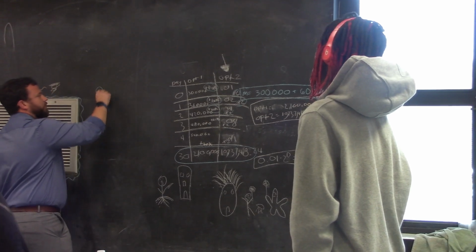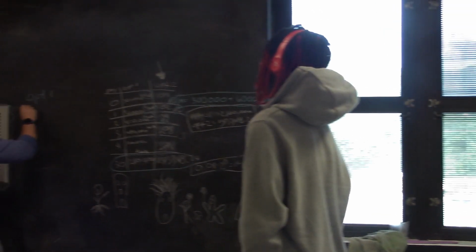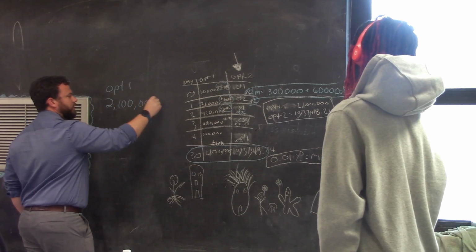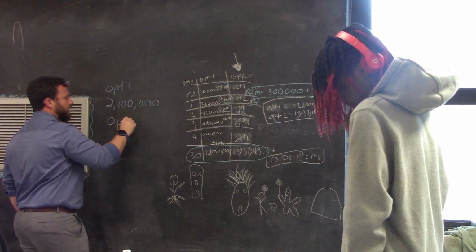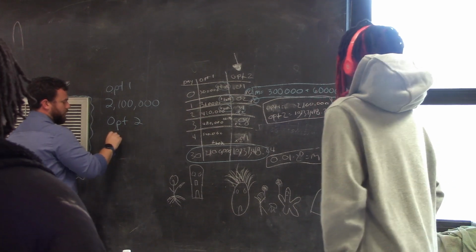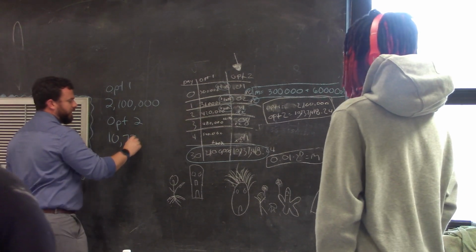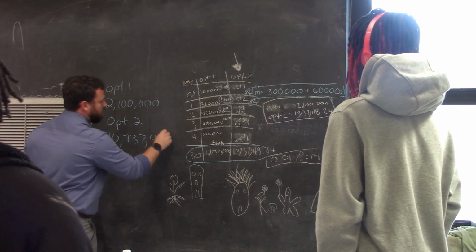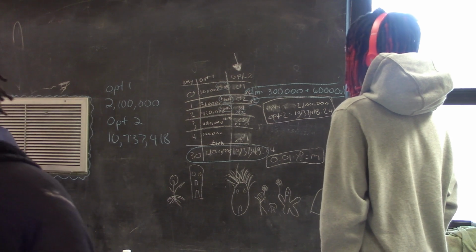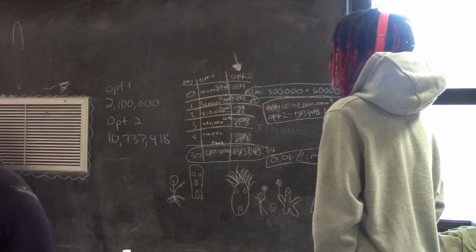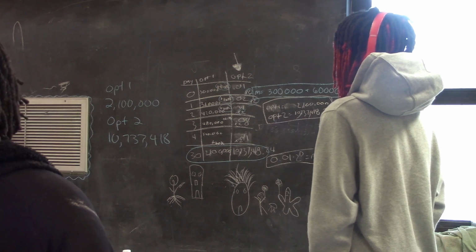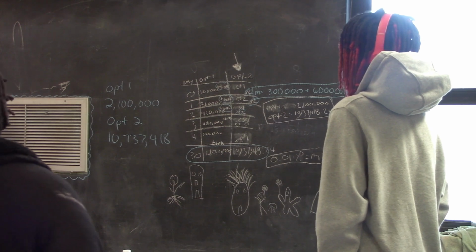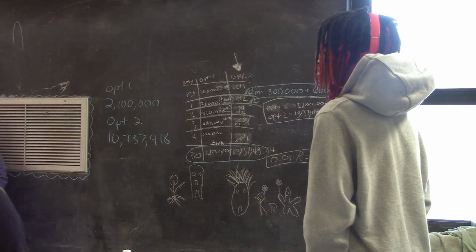But let's look at this group right here. Day 30 with option one shows, I don't know, 2,100,000. Man, I tell you what, I'd take 2 million in 30 days. But what did option two say? 10,737,418. So, Kaden, do you still want option one? No. 2 million versus 10 million, which one do you want? I want 10 million, right?